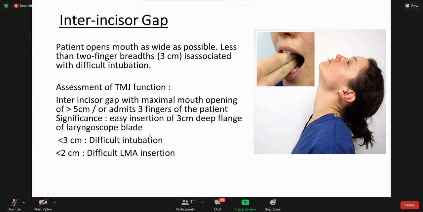What is the difference between intubation and LMA insertion? LMA क्या होता है? It is laryngeal mask airway. It is a type of airway that is being used for anesthesia. Okay.